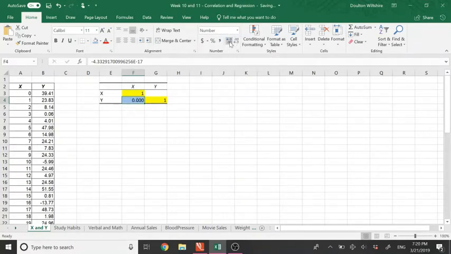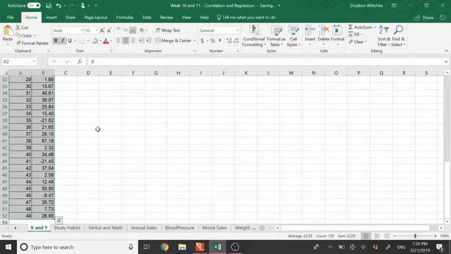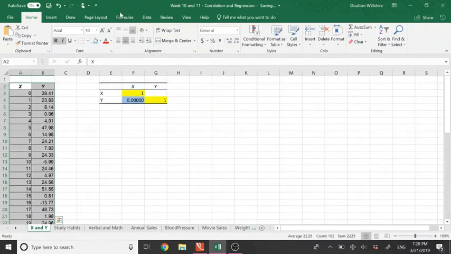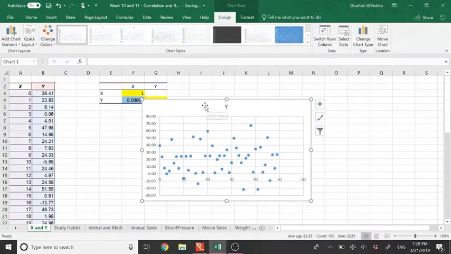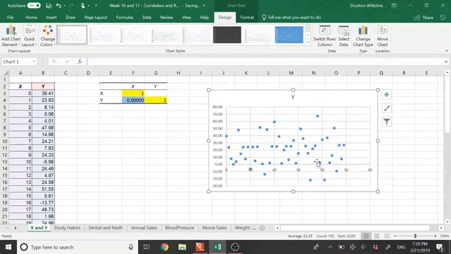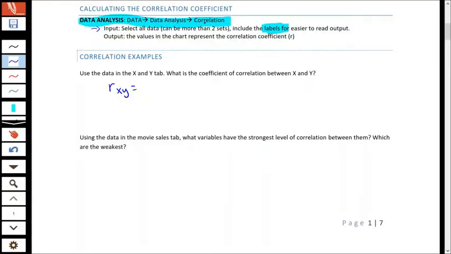If I want to see if there are more, I can increase or decrease the number of decimals. This is basically 0, okay? And it didn't ask us to do this, but if I press Control, select all that data and insert a scatter plot here, we can see that when we plot this, there isn't really a relationship. We don't see an upward trend or a downward trend. It's just kind of all over the place. And so this correlation of 0 basically means that there's no relationship.